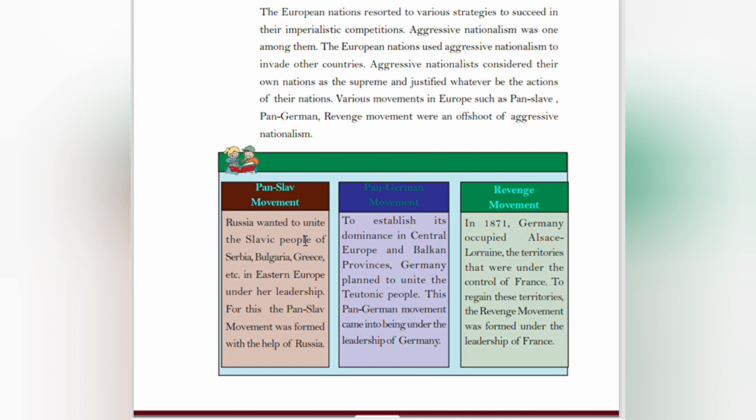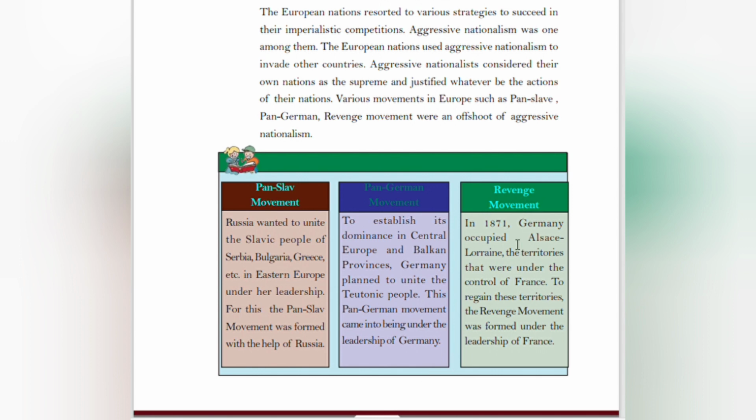Pan-Slav movement. Russia wanted to unite the Slavic people of Serbia, Bulgaria, Greece, etc. in Eastern Europe under her leadership. For this, the Pan-Slav movement was formed with the help of Russia. To establish its dominance in Central Europe and the Balkan provinces, Germany planned to unite the Teutonic people. This Pan-German movement came into being under the leadership of Germany.